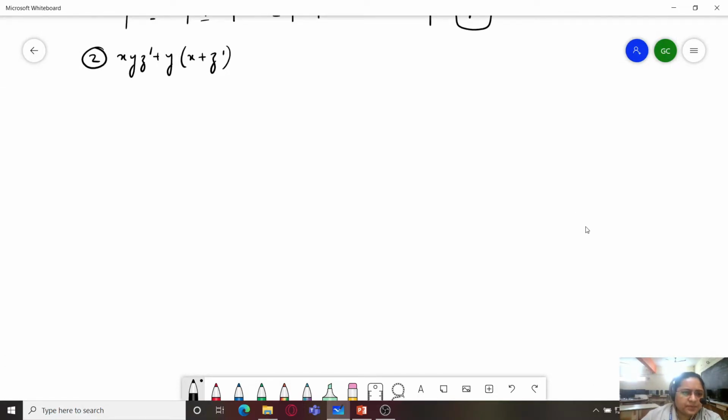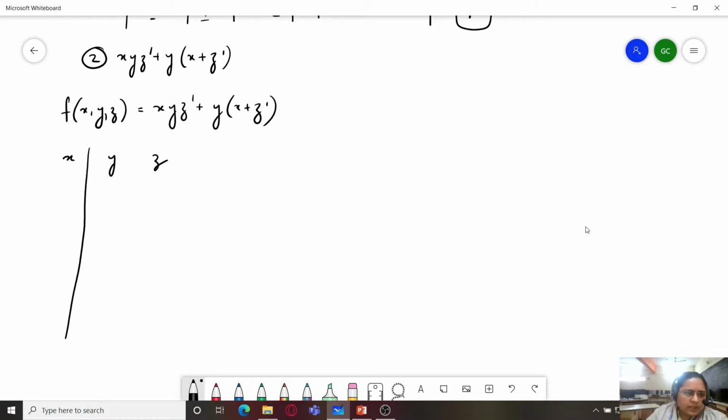Again, we have to first figure out that this is a function in how many variables. As you can see, there are three variables, x, y and z, and none other. So we will simply write x, y and z equals. Now we will simply form the truth table, because again three values are there, so we would be having 8 combinations each.